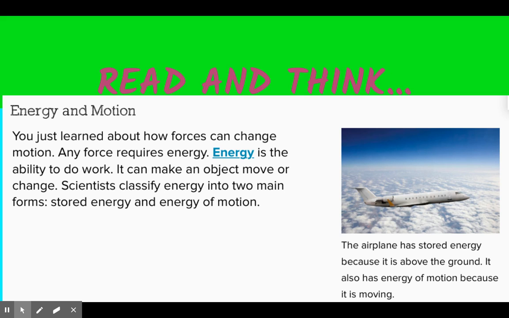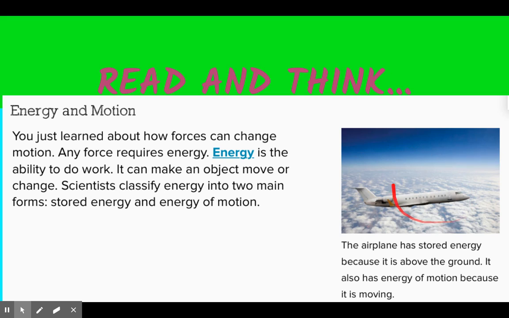Scientists have classified energy into two main forms. The first form is called stored energy, and the other one is energy of motion. Another word for stored energy is potential energy, and energy of motion is kinetic energy. The term itself explains what stored energy is: energy that is saved, not being used, already stored somewhere, like you store food in your refrigerator. And energy of motion means energy that is in movement.